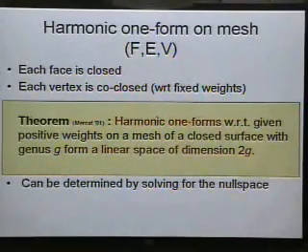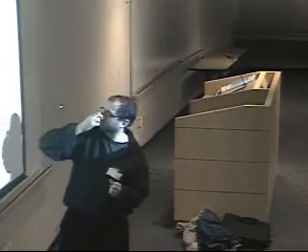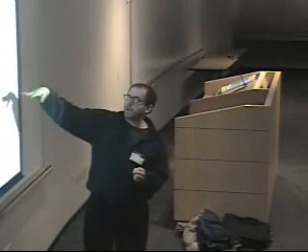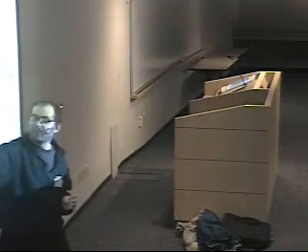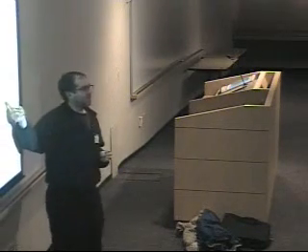Right. What do we know about this? Well, there's a nice theorem by Mercat, 2001. Once I fix my weights, the harmonic one forms form a linear space of dimension 2g, where g is the genus. So I give you a mesh. It has a genus. Sphere would be genus 0. Torus would be genus 1, etc. I ask myself, how many harmonic one forms are there? The answer is it's a linear space.